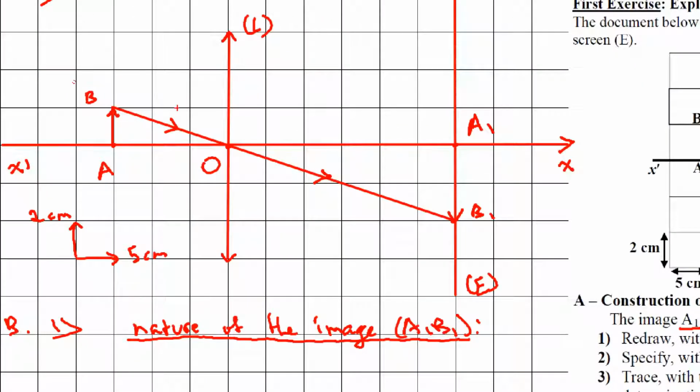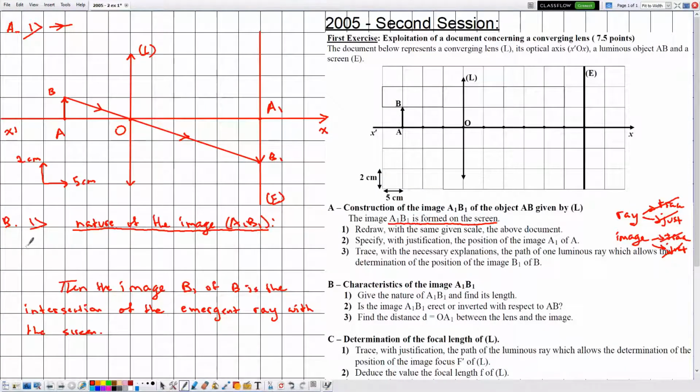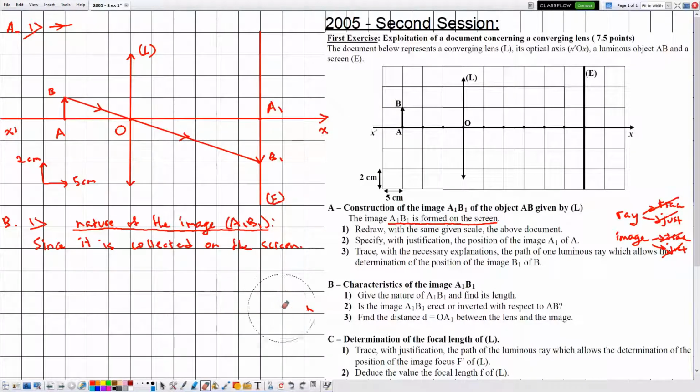Now here, because the image A1 B1 is being collected on the screen, and we know that only a real image can be collected on the screen, then let's say since it's collected on the screen, then the image A1 B1 is real.